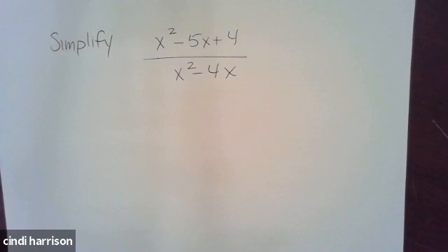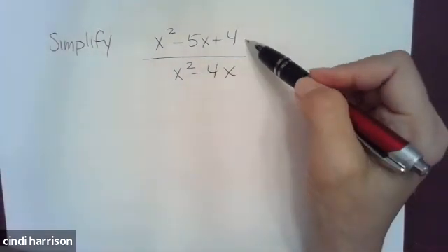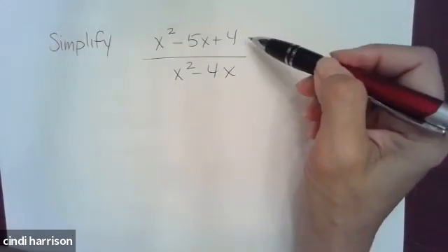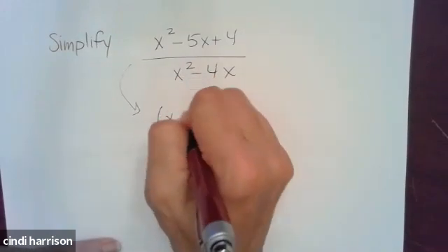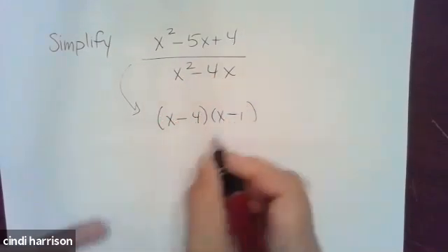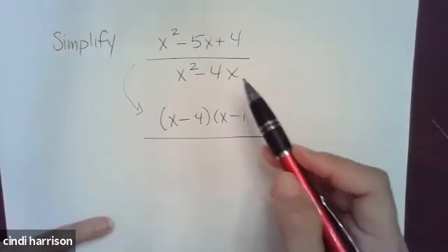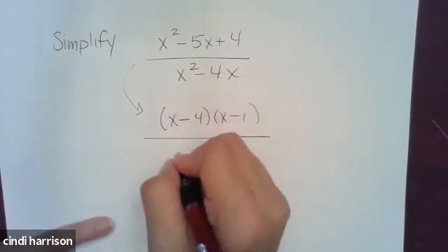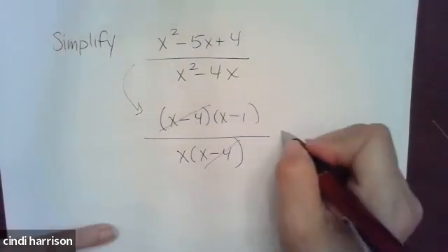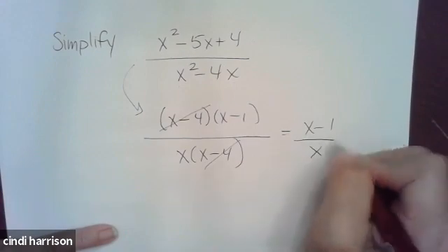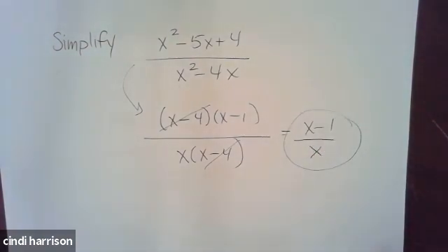So to simplify a fraction, you simplify the top, simplify the bottom, and then eliminate any common factors. So factor the top. I said simplify, but we're going to factor the top, factor the bottom. So factoring the top gives us x minus 4 times x minus 1. The denominator, we can factor out x, so that's x times x minus 4. And then eliminate common factors, which would be the x minus 4s, and that leaves x minus 1 over x. So that would be the simplified fraction.